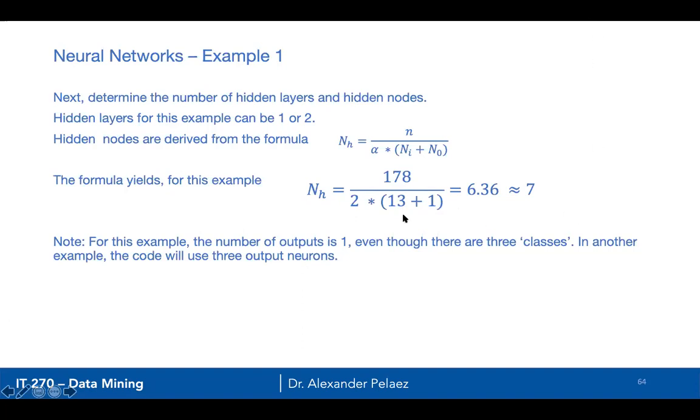Where did the 13 come from? So the 13 is the number of inputs. NI is the number of inputs. NO is the number of outputs. Does that make sense, Andy?